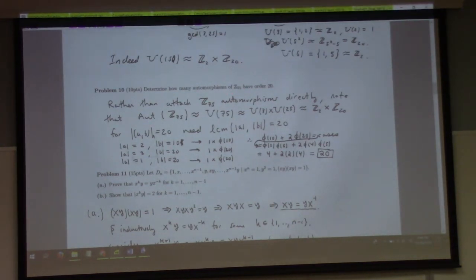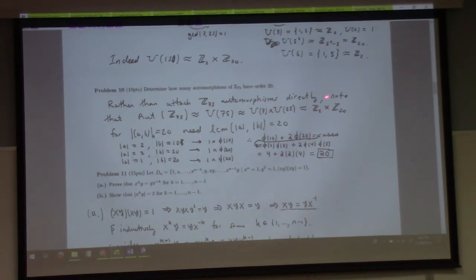So the critical idea here is that the automorphisms of Z75 we can prove. In fact, this makes a pretty good test question: prove that the automorphisms of Zn are isomorphic to Un, right? That's appeared on previous tests in previous years. And as such, we can analyze U75 more easily because we know that that can be broken into U3 cross U25, which is Z2 cross Z20.